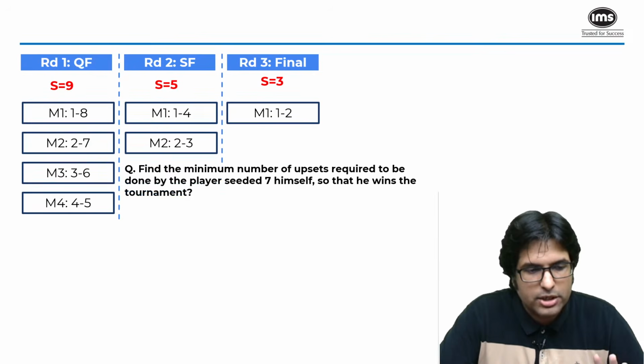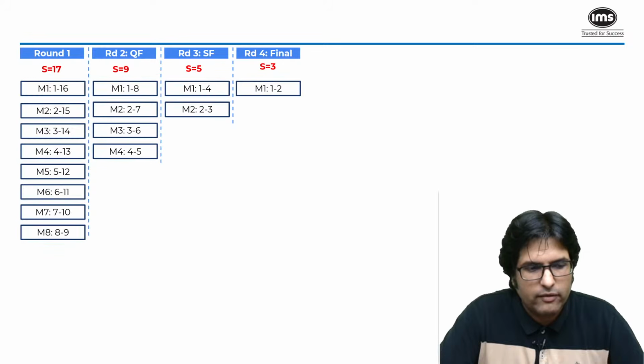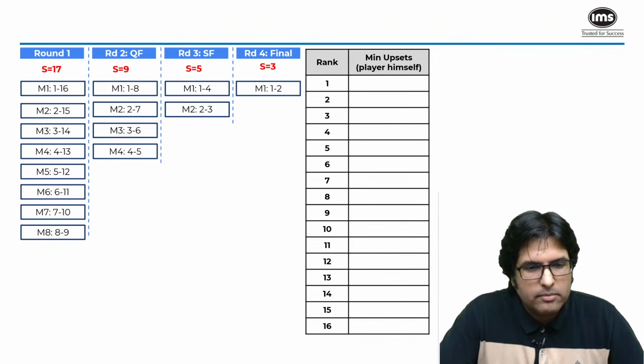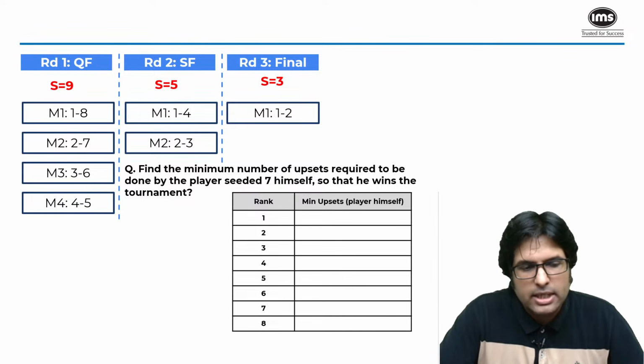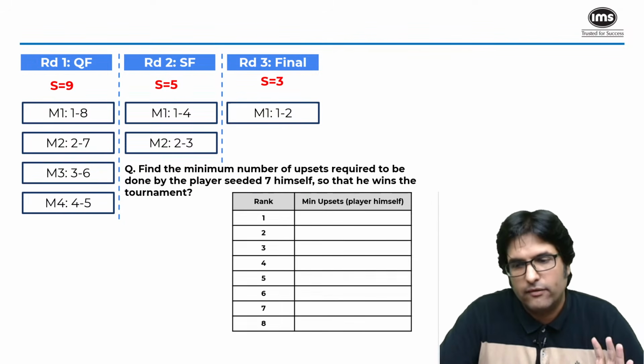Let's look at the next question. So we have already understood this. You could create a table like this and understand the general rule to be able to get the answer. If we move ahead, the next question typically is: find the minimum number of upsets required to be done by the player seeded 7 himself.